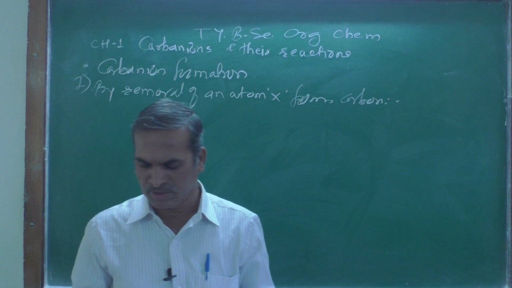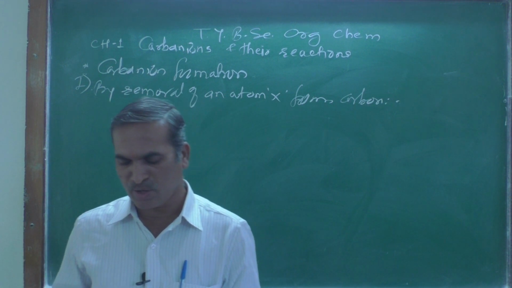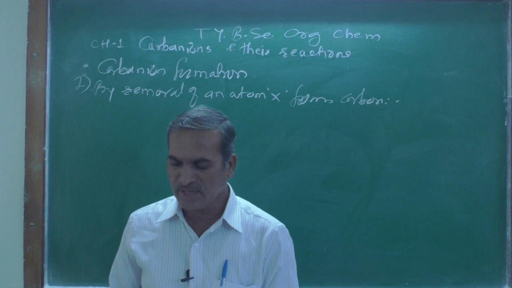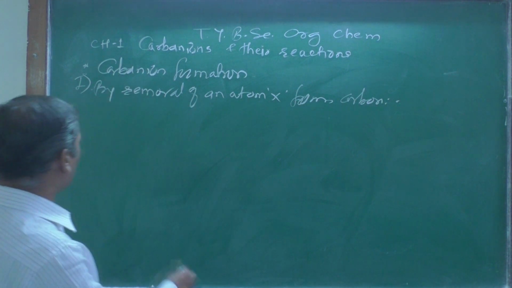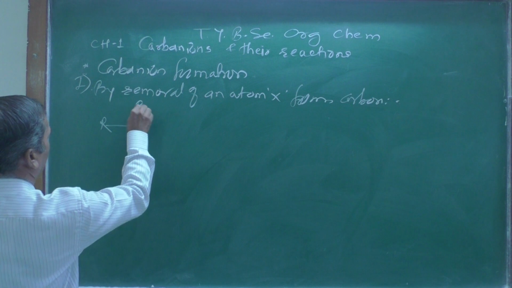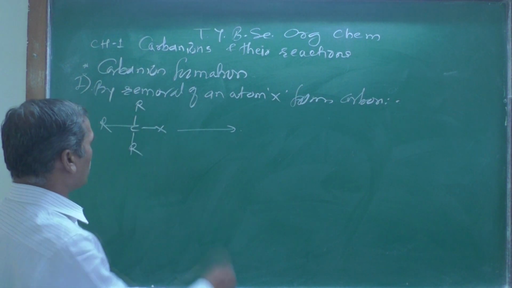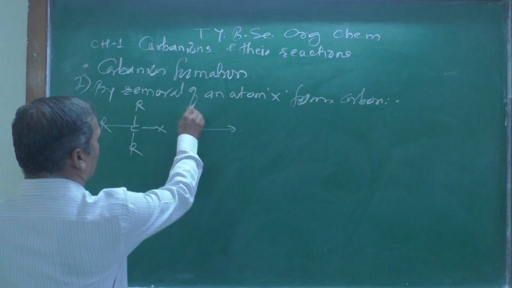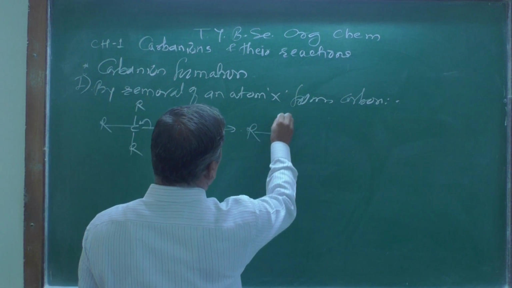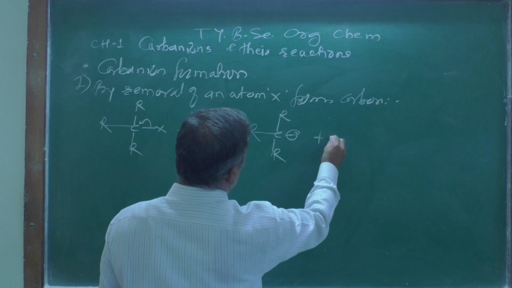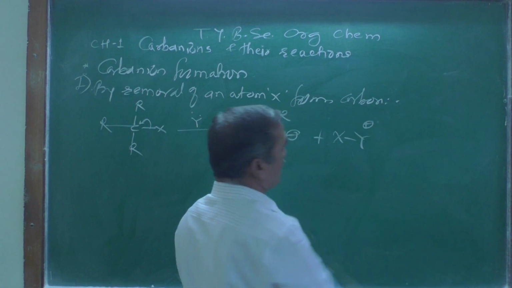It is the most general method of forming a carbanion: by removal of an atom or a group X from carbon, and during this process X leaves its bonding electron pair behind, forming the carbanion. Let us see the example: R, R, R and X. Now when this X group gets removed by using any reagent, leaving that bonding pair behind, you are going to get R, R, R with a minus charge, plus X and Y as a side product, or we can call it the formation of the conjugate acid.